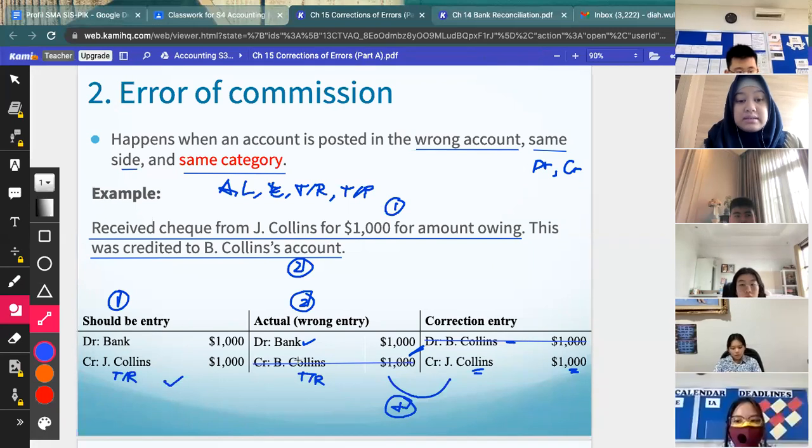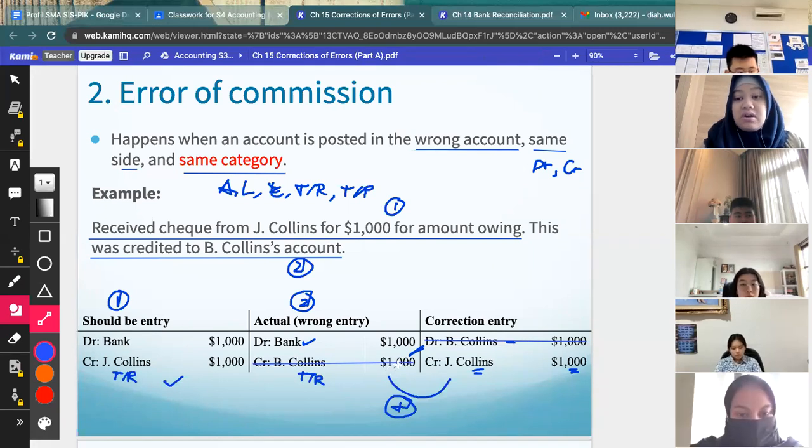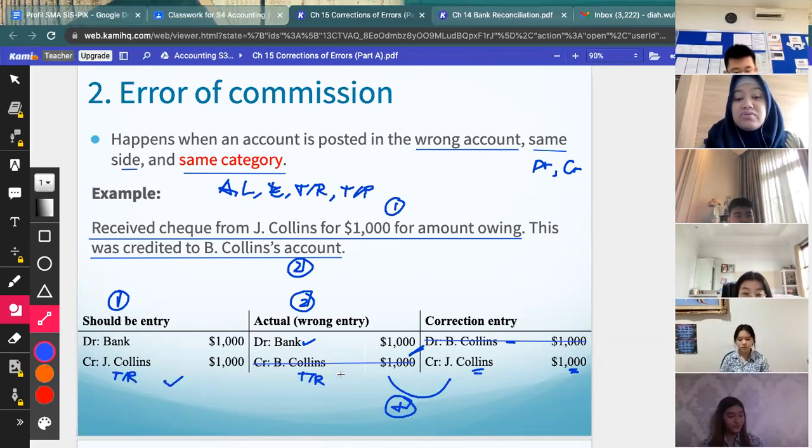Now, next, after B. Collins is gone, we check again with the should be entry, the actual with the should be entry. In the actual, there is no J. Collins, but in the should be, there is J. Collins. So what should we do so that the actual shows J. Collins? We should add the credit side with J. Collins.